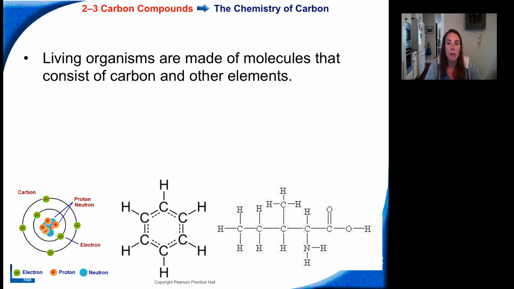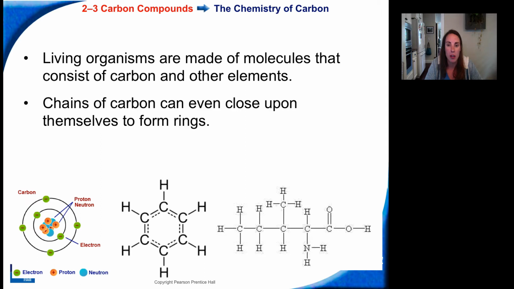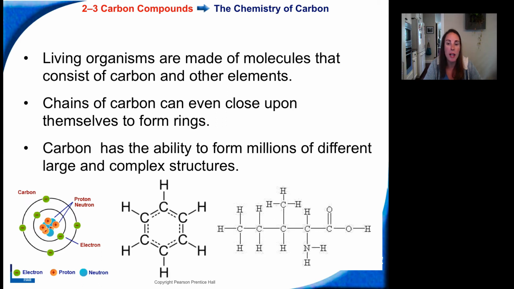Living organisms are made up of molecules that consist of carbon and other elements. Chains of carbon can even close upon themselves to form rings. And carbon has the ability to form millions of different large and complex structures. That's why it's the building block of living things.